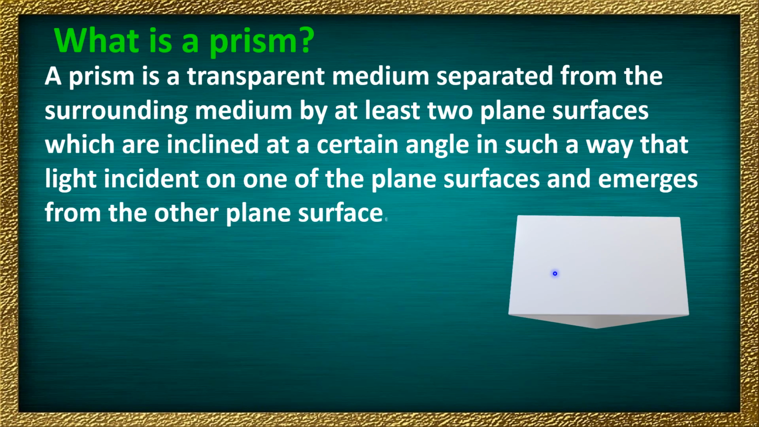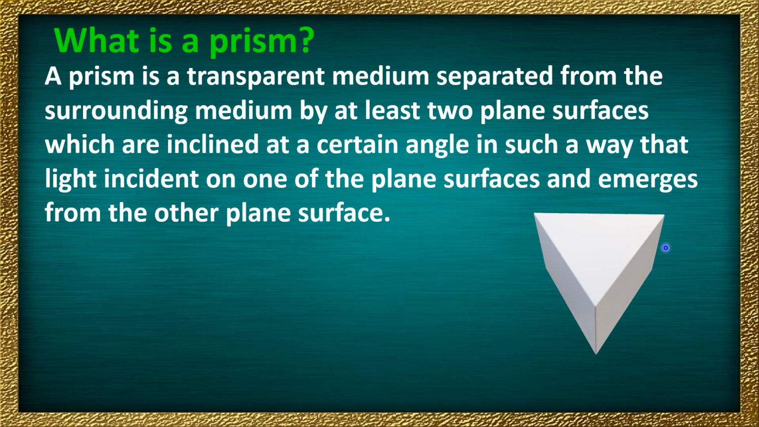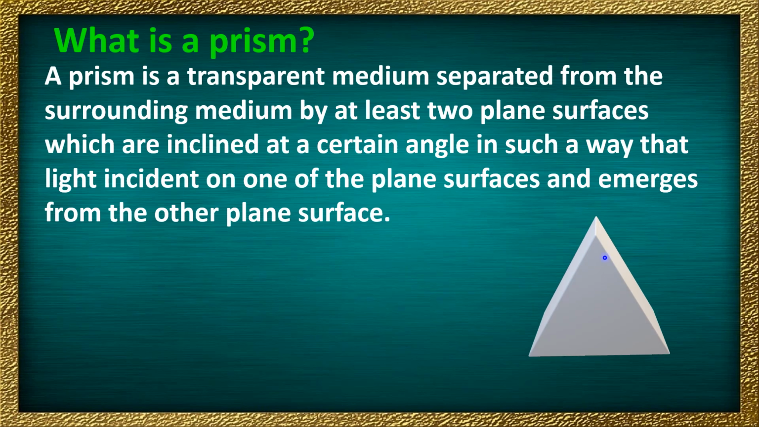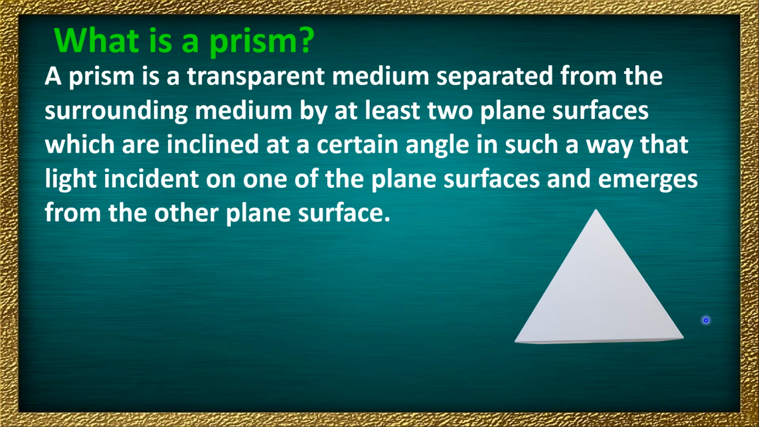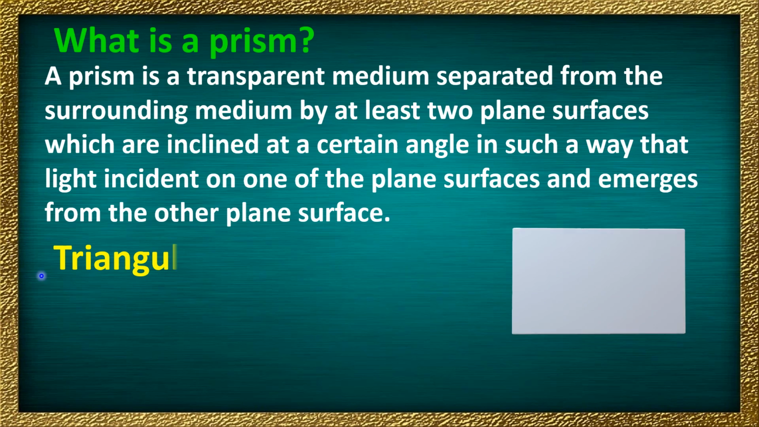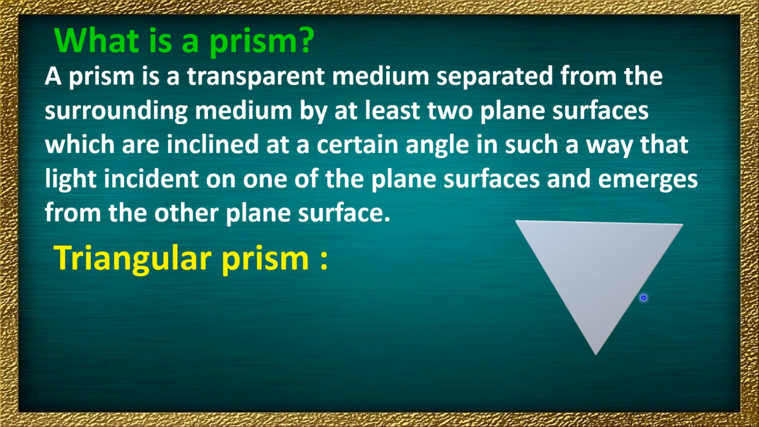This is one plane surface, this side is another plane surface, and these two plane surfaces are inclined here at a certain angle. You see here, one, two, isn't it? So now, what type of prism is it? It is a triangular prism.